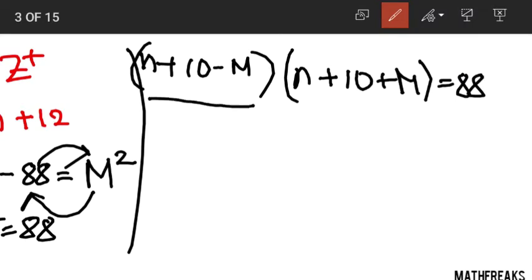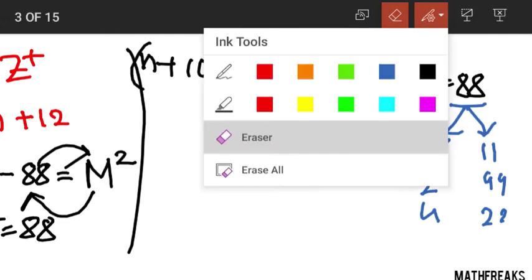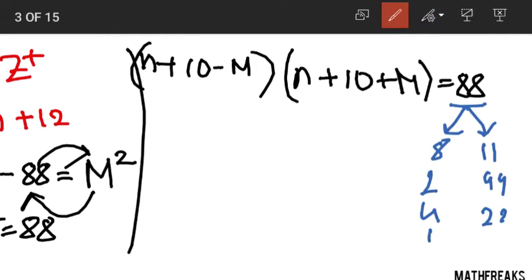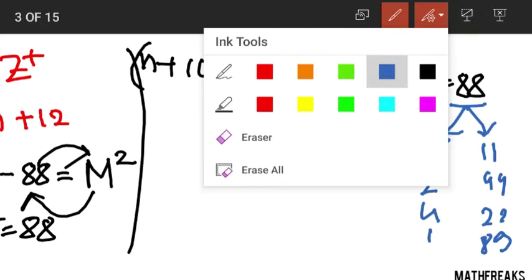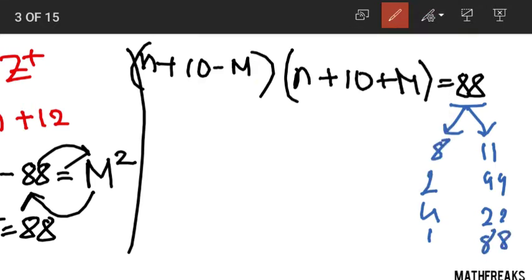So we have got two factors. Now what we have to do is break 88 into its factors. So there are many possible factors. One being 8 and 11, right? So 8 multiplied by 11 is 88, right? Another can be 2 and 44, another can be 4 and 22. So these are all the possible factors of 88, right? Another being 1 and 88, right?